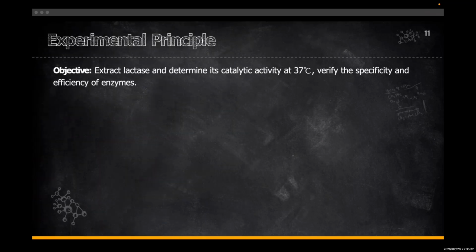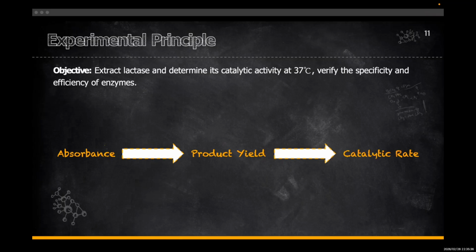By measuring the absorbance at 450 nanometers at different time points, we can indirectly quantify the amount of O-nitrophenol produced, which reflects the catalytic rate of lactase. This method leverages the Beer-Lambert law to link absorbance to concentration.